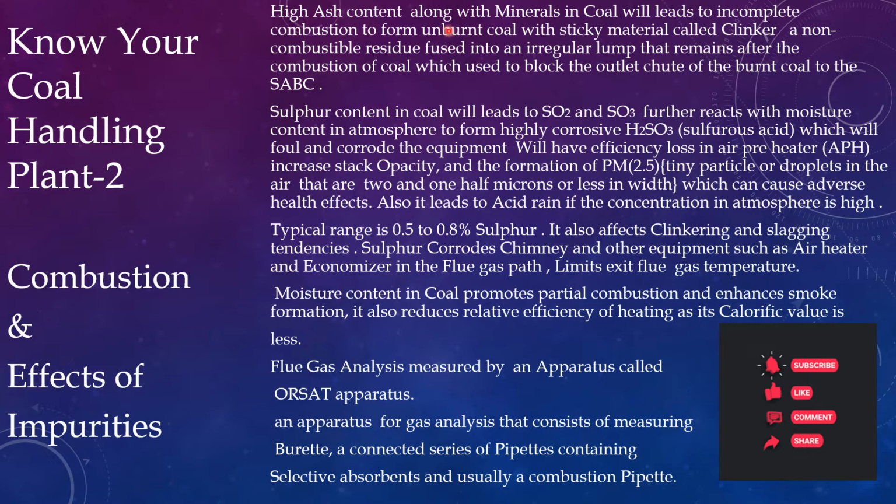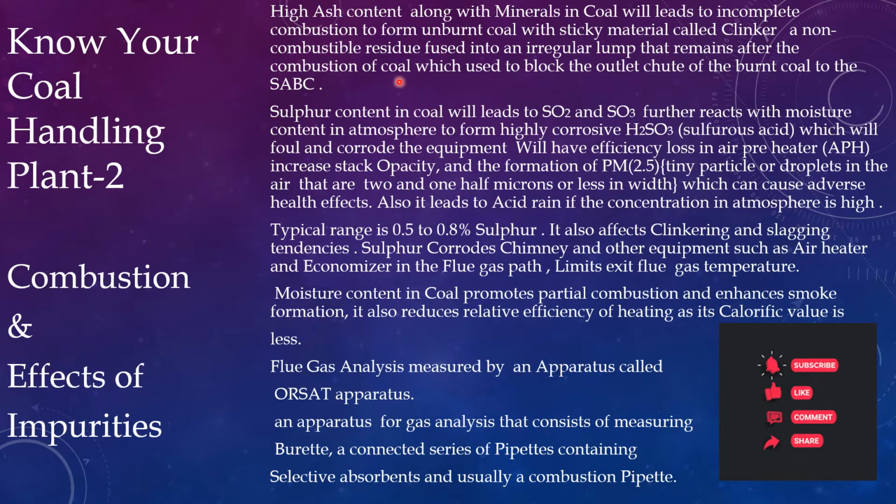High ash content along with minerals in coal will lead to incomplete combustion, forming unburned coal with sticky material called clinker. It is a non-combustible residue fused into an irregular lump that remains after the combustion of coal, which can block the outlet chute of the burnt coal to the submerged ash belt conveyor.